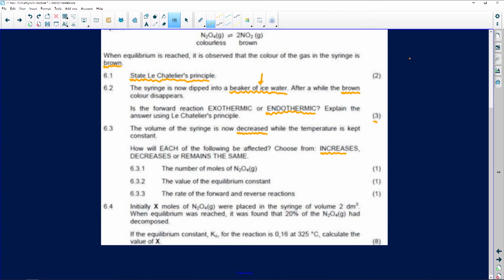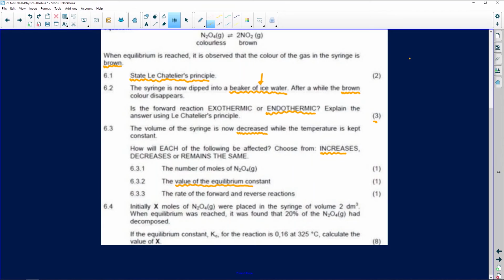What will happen to the value of the equilibrium constant? Now, something that you must remember about the Kc. The Kc can only be changed by a change in temperature. So changing the volume, whether big or small, and changing the spacing between the particles does not change the Kc. When we increase or decrease the volume and the concentration and so forth, that affects the rate of a reaction. However, Kc is only changed or altered by a change in temperature.